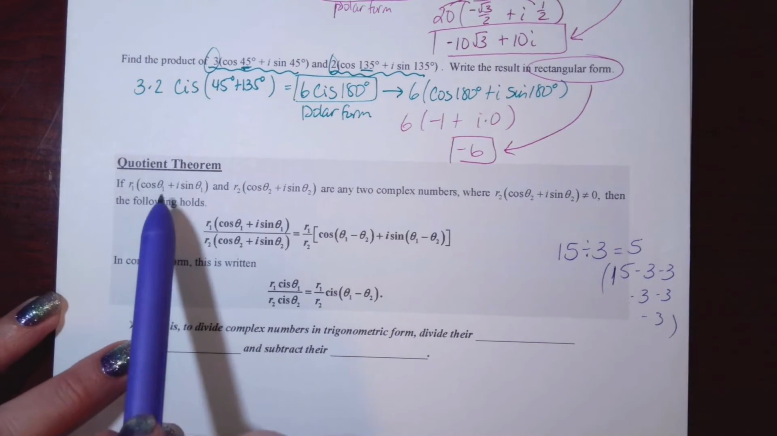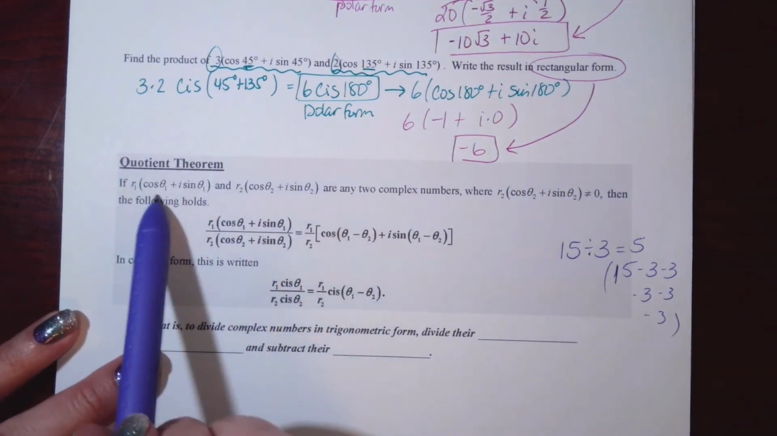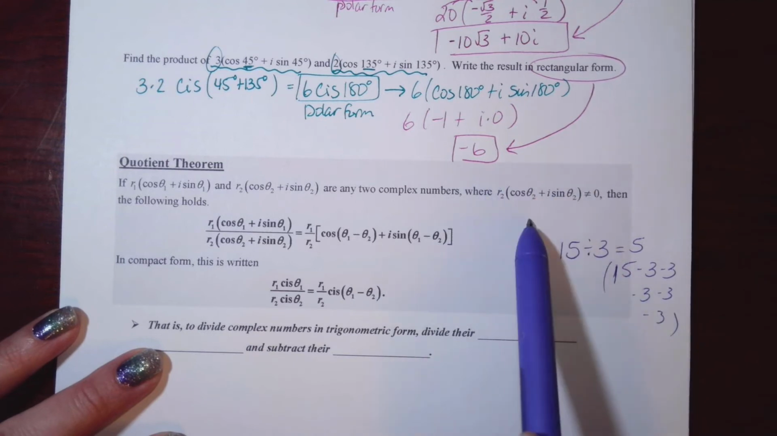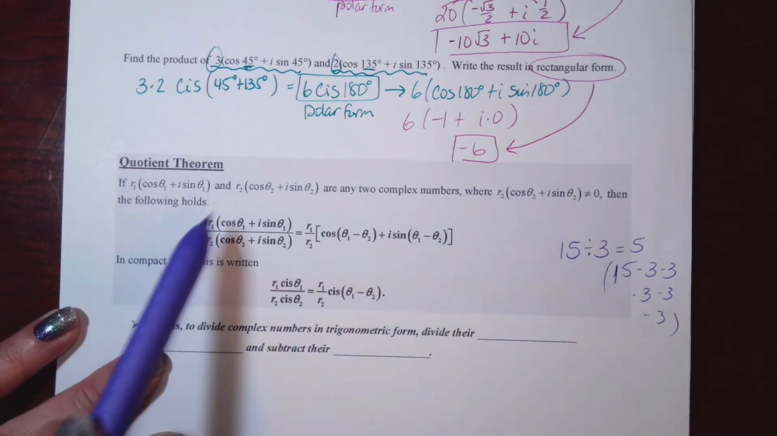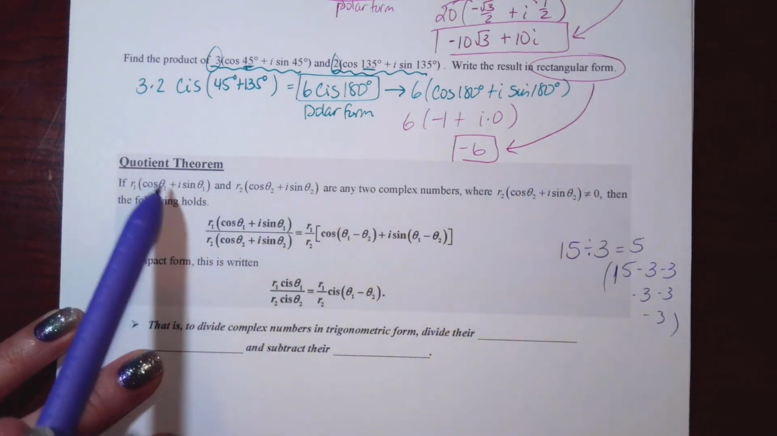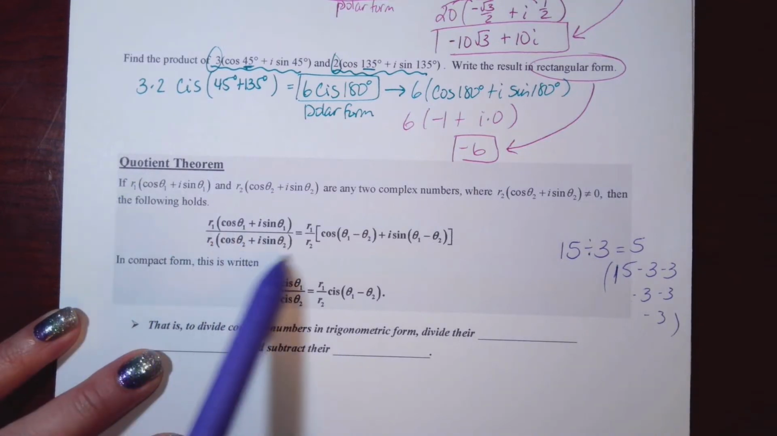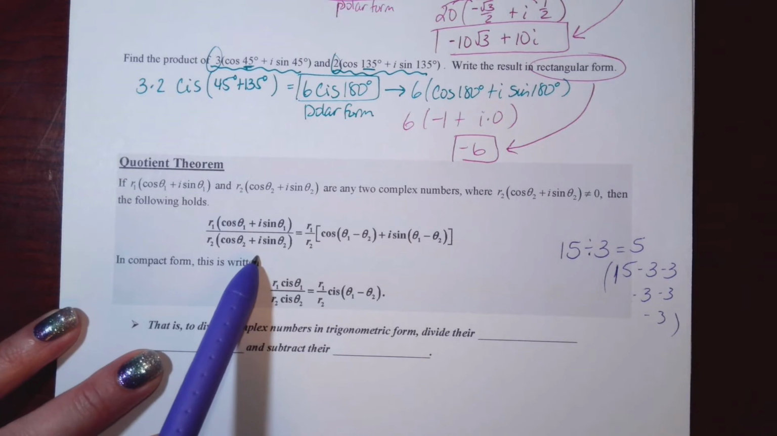All right, for my quotient theorem, I have two complex numbers in polar form again, where they're not equal to 0, because that not equal to 0 is important. My quotient theorem, quotient's the answer to a division problem. It sets it up so that I have that second number as my denominator. I can't divide by 0.